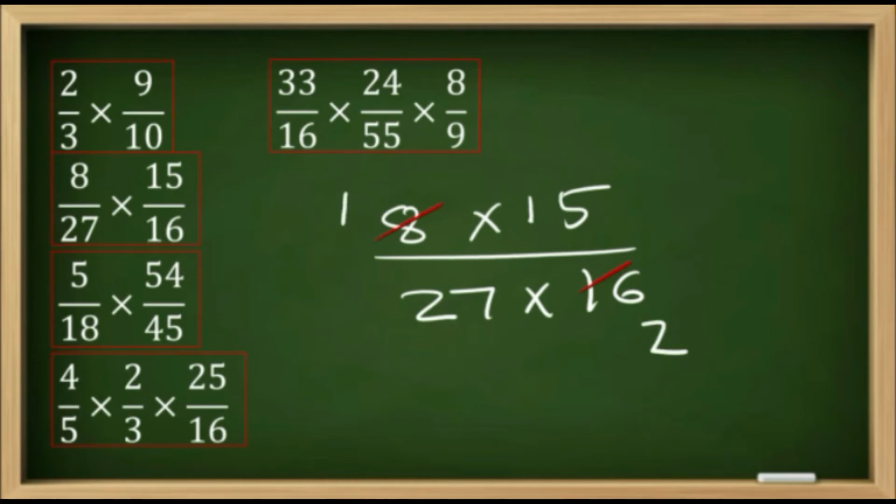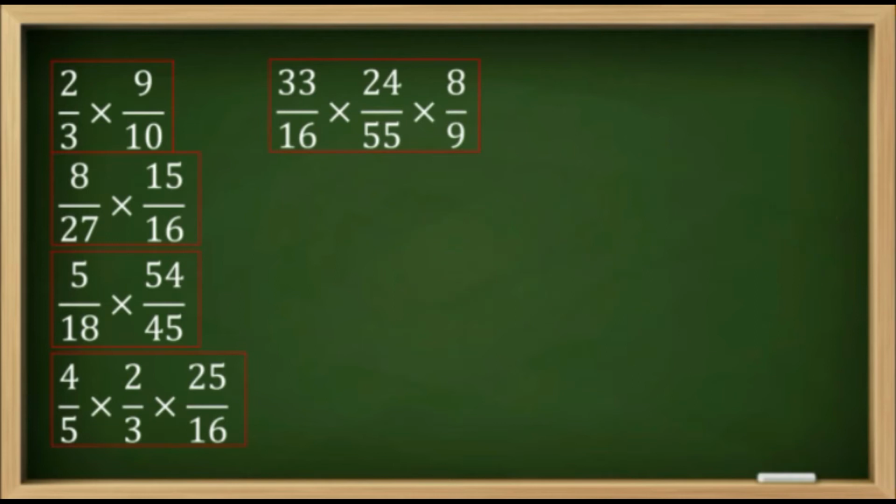Now 27 and 15, I can simplify using the 3 table. 3 nines are 27 and 3 fives are 15. And now we are going to multiply the tops and the bottoms. 1 into 5 is 5 and 9 into 2 is 18. So this is our answer. Okay, moving on to the next problem.